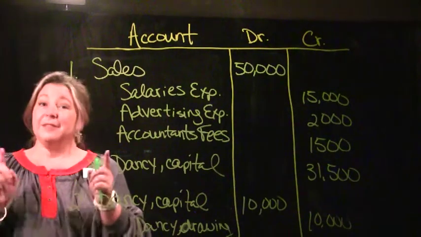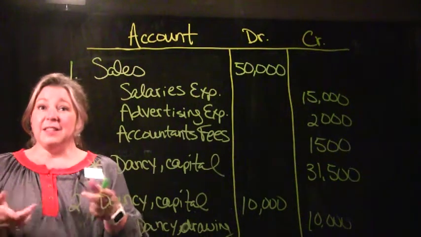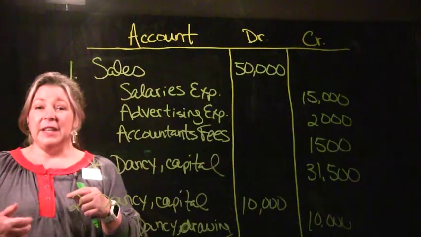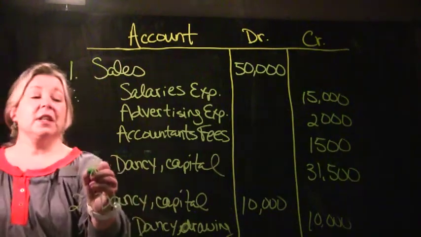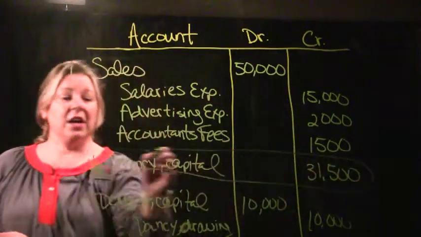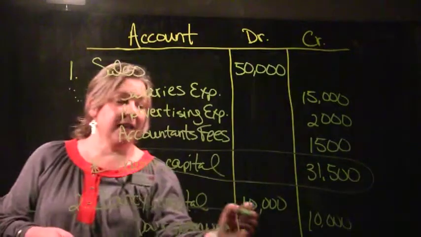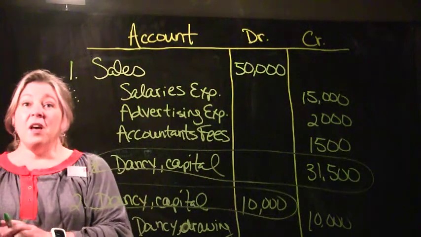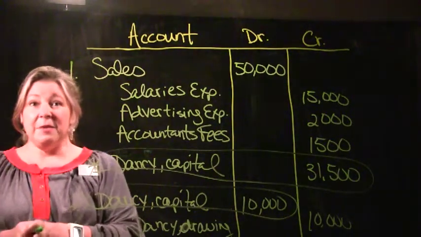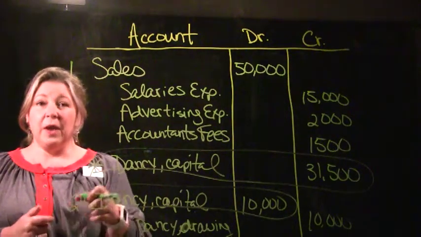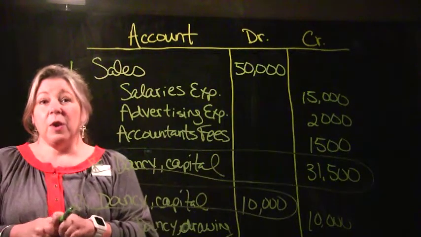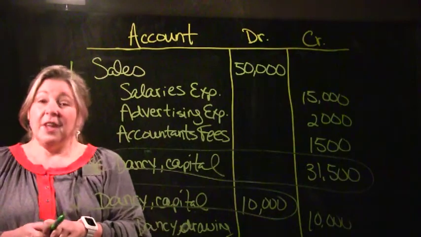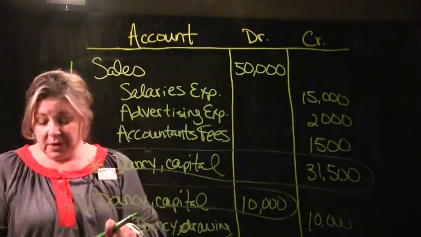Sound familiar? It better. Once again, statement of owner's equity. Beginning capital plus any investments plus net income minus withdrawals. So I'm actually making my statement of owner's equity come true when I make my closing entries. This is where I actually update the capital balance. Those are your 2 closing entries.